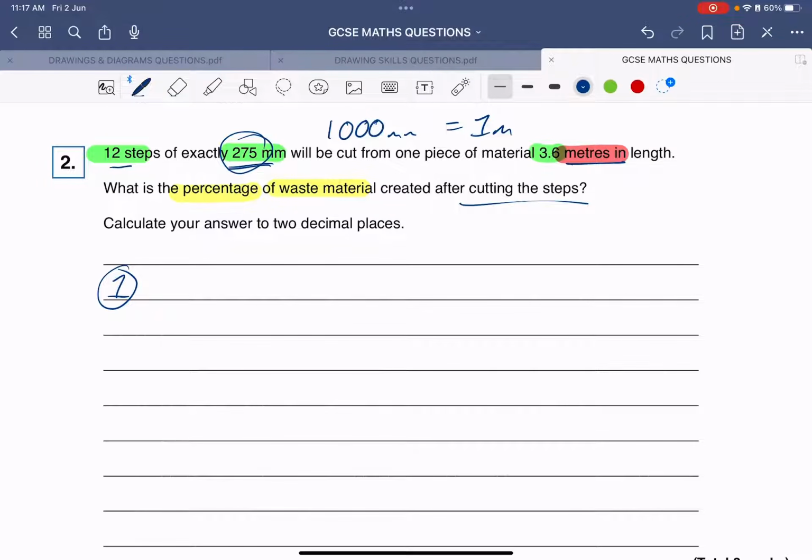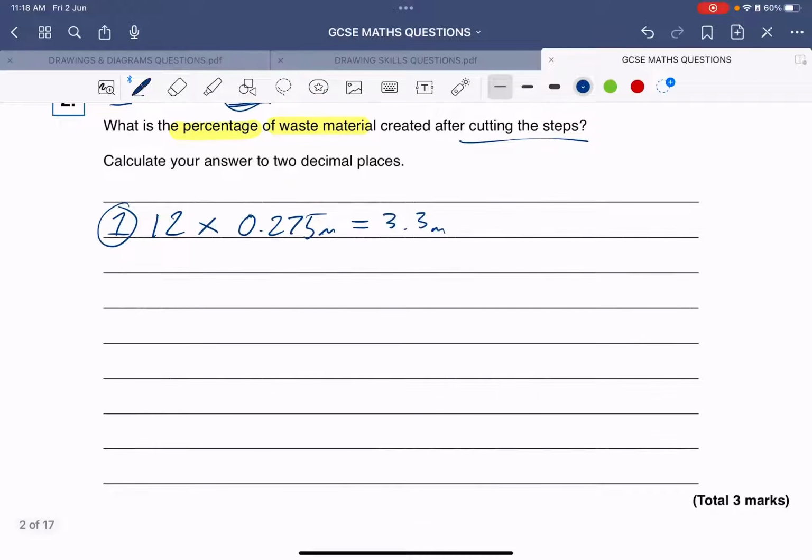In the same way that 100 centimeters equals a meter, because centi means 100 in French, and then there's 10 millimeters in 1 centimeter. So yeah, we have 1,000. Okay, so converting this into meters will mean that that is actually 12 multiplied by 0.275 meters. Now that gives us 3.3 meters. 1 mark.